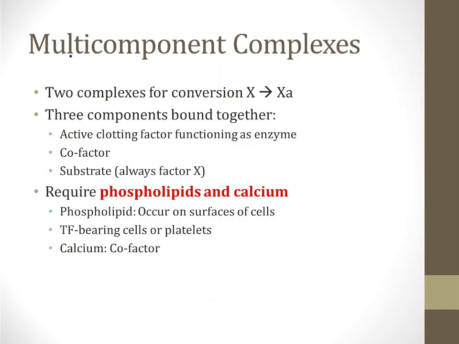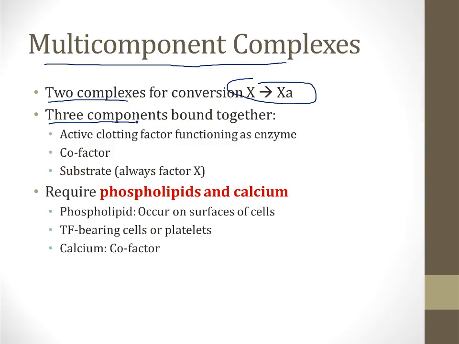Some of the coagulation factors do not work in isolation, but instead they function as part of a multi-component complex. There are two complexes that form from multiple different coagulation factors, and they both work to convert factor 10 into 10A. Both of the complexes include three components bound together. One component is an active clotting factor which works as the enzyme, another component is a cofactor, and the last component is the substrate, which is always factor 10, which will be converted to 10A by one of these complexes.